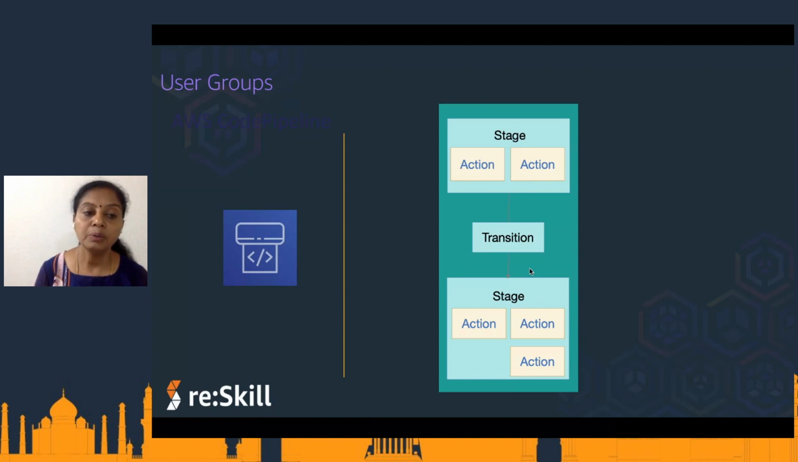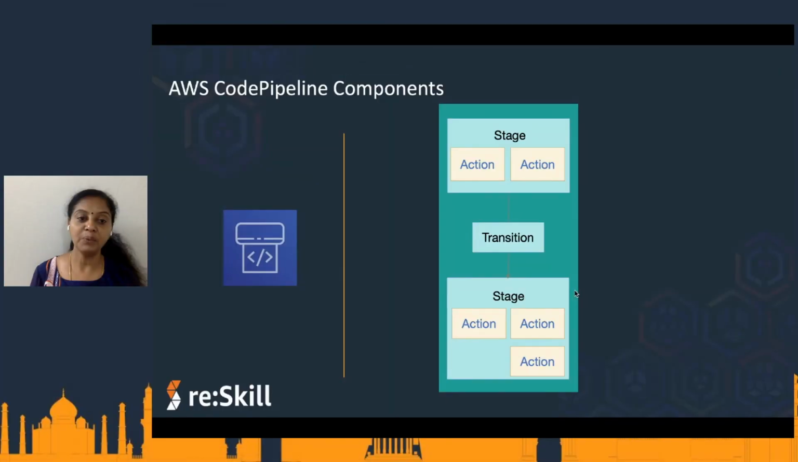So what are the different stages here? Now we will look into AWS CodePipeline components. With this, you have stages, actions, and transitions from one stage to another. For example, if you have a source control system, could be CodeCommit or GitHub, when you want to pull the source code from the source control repository, you will have a stage. That could be a source stage.